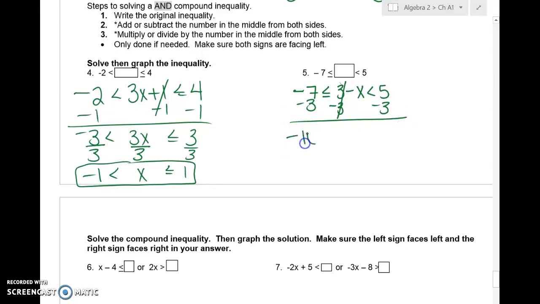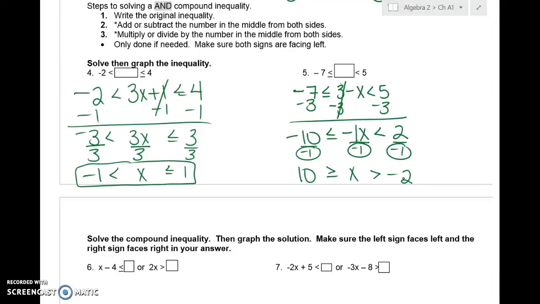That gives us negative 10 is less than or equal to negative x is less than 2. What does that negative x in the middle mean? It's a negative 1x, so to get rid of it, we divide everything by negative 1. Now when you divide by a negative, it switches the signs. Okay, you do not want to leave your answer like this. The inequality symbols are going the wrong direction. The bigger number is on the left, and that's just not good.